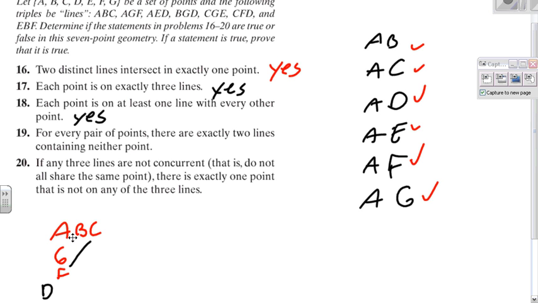Since they can't all share one point, they have to at least share a point somewhere. ABC and AGF intersect at one point. As long as the other one doesn't also intersect at A, they are not concurrent. But then if you just look at how many letters we would have to use, 3, 4, 5, 6 letters. So that means there is one letter that's not used. In this case, D is the letter that's not used.